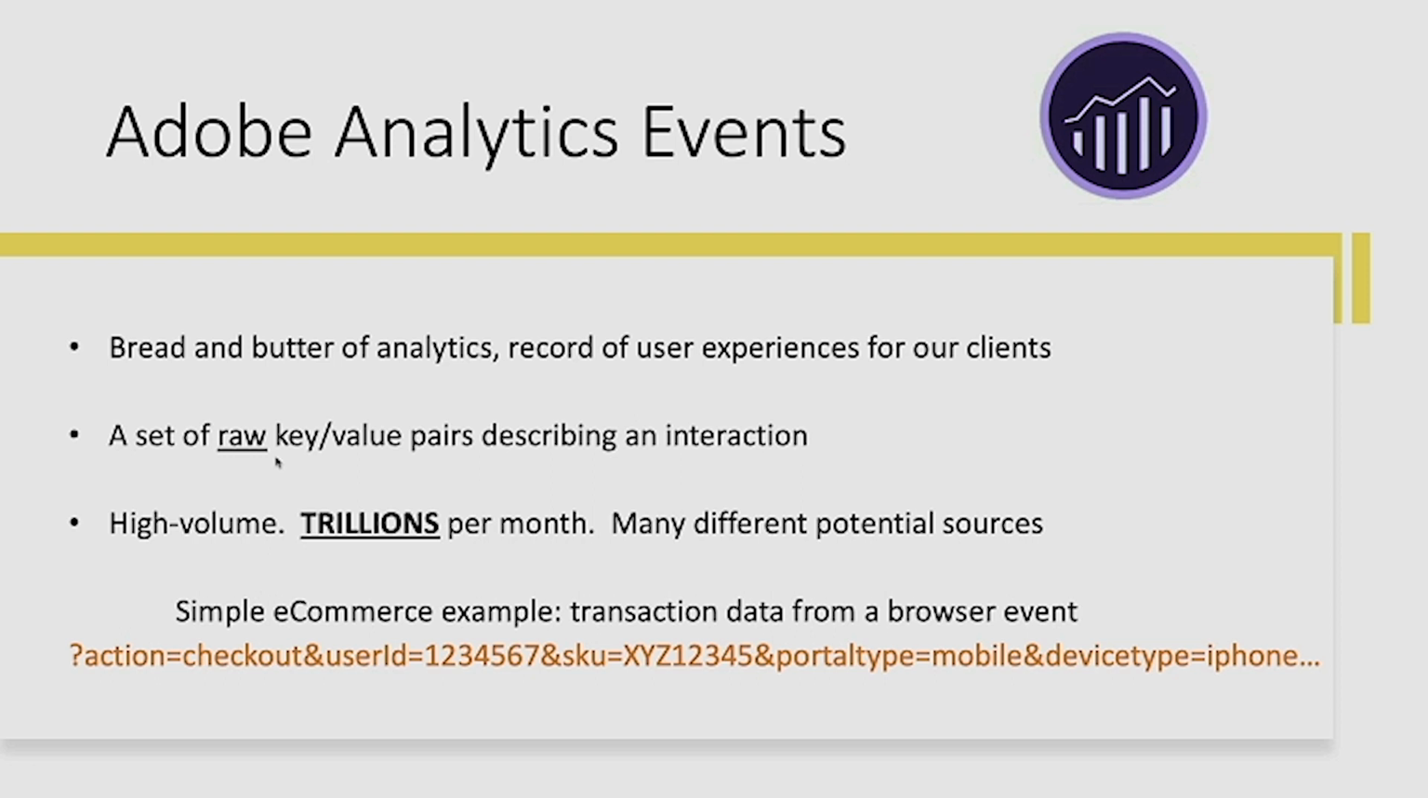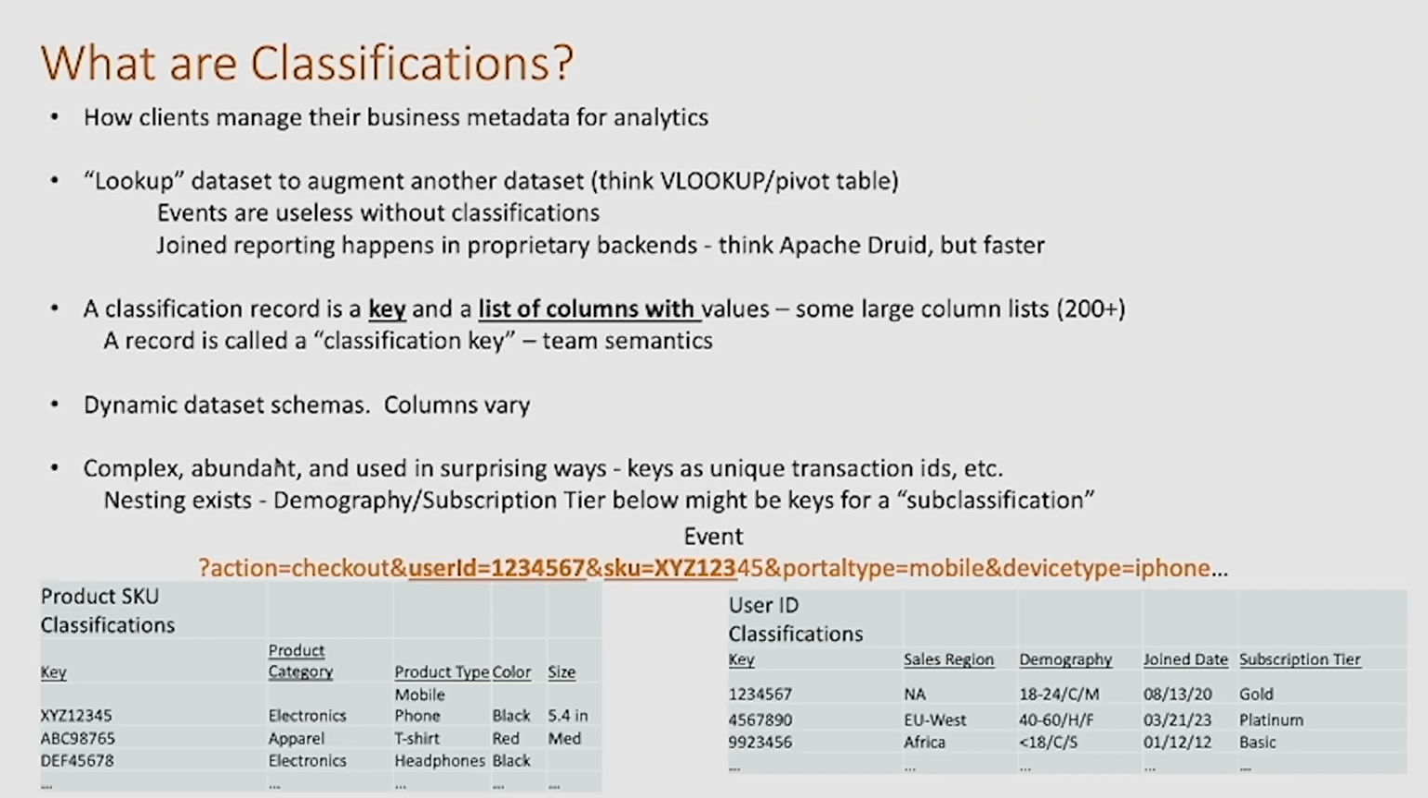It's a really basic e-commerce example, transaction data from a browser event, right? Somebody checking out in an e-commerce situation, and kind of just the session data. You can see the user ID there, the product SKU there for what they're checking out, some information about their device and things like that. And that would be submitted to Adobe as an event.